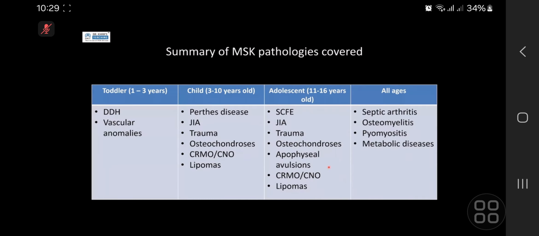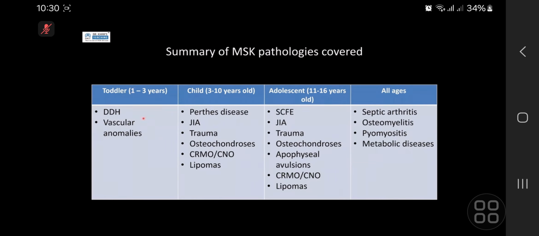So a summary of what we've covered today in the second section. We've covered DDH and some vascular anomalies. Just remember, it's the age. In toddlers, we didn't cover transient synovitis, but essentially it just looks like a joint effusion, often diagnosed on ultrasound. But ultrasound cannot tell you whether it's infective or reactive synovitis, so often you need clinical features to support whether it's transient synovitis or septic arthritis.